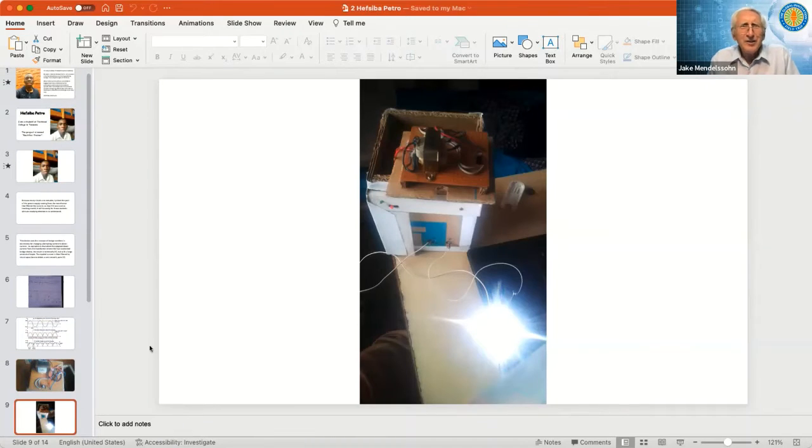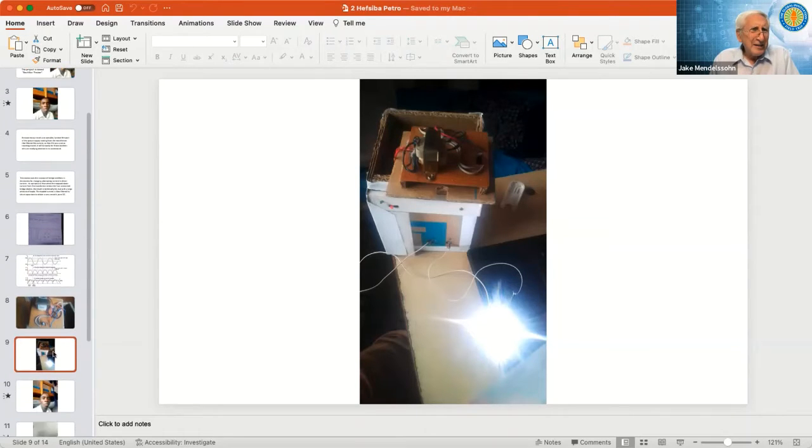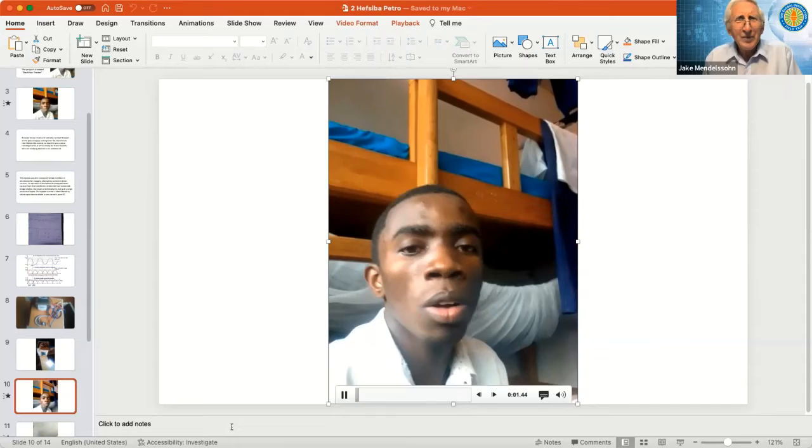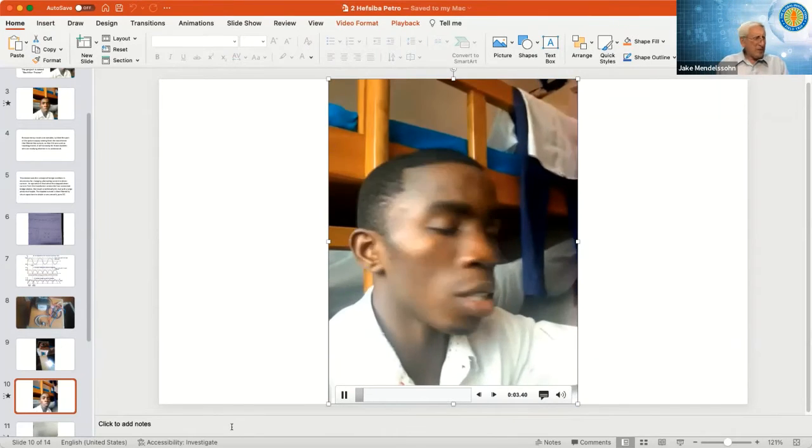And here he is, and he's showing it's working, a light. And let's hear from the master himself. So now let's see how this circuit works.